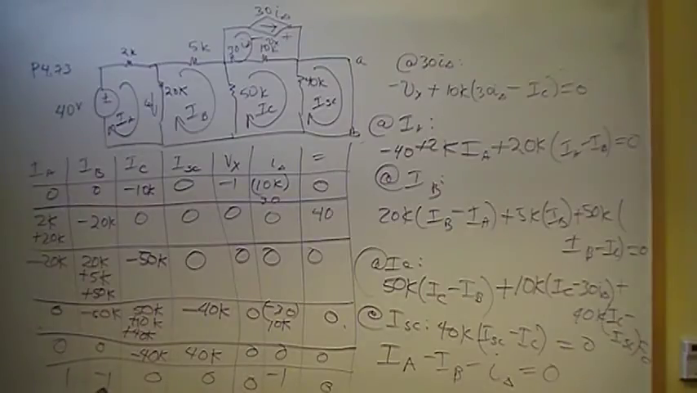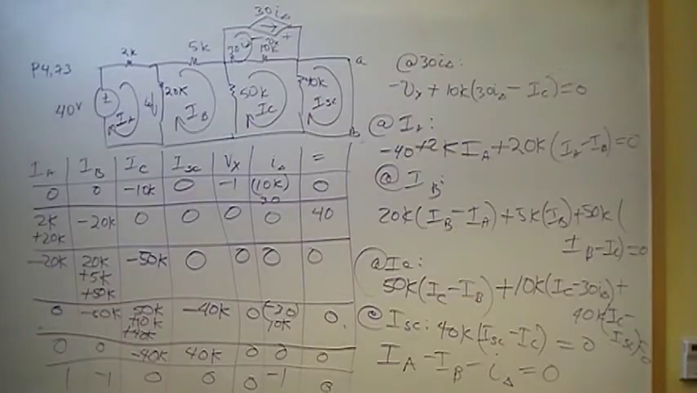All right. So now we're going to use our simultaneous equation solver. We have 6 equations and 6 unknowns, and the first line is 0, 0, -10e3, 0, -1, 10e3 times 30, and 0. Second line: 2e3 plus 20e3, -20e3, 0, 0, 0, 0, and 40. Third line, -20e3, 20e3 plus 5e3 plus 50e3, -50e3, 0, 0, 0, 0.